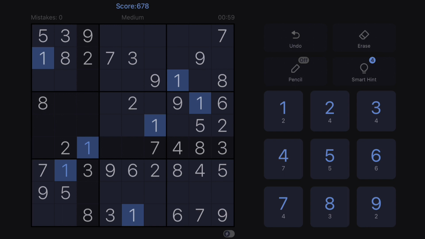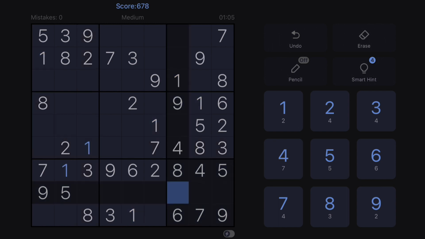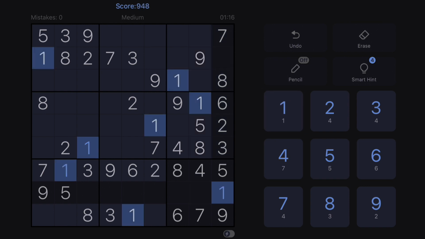And we know that the bottom 3 rows have 2 1s. That means we can have a 1 here, here, or here. Well, not this one because there's another 1 in the same column. Cannot be here because there's 1 in the same column, so 1 goes here.